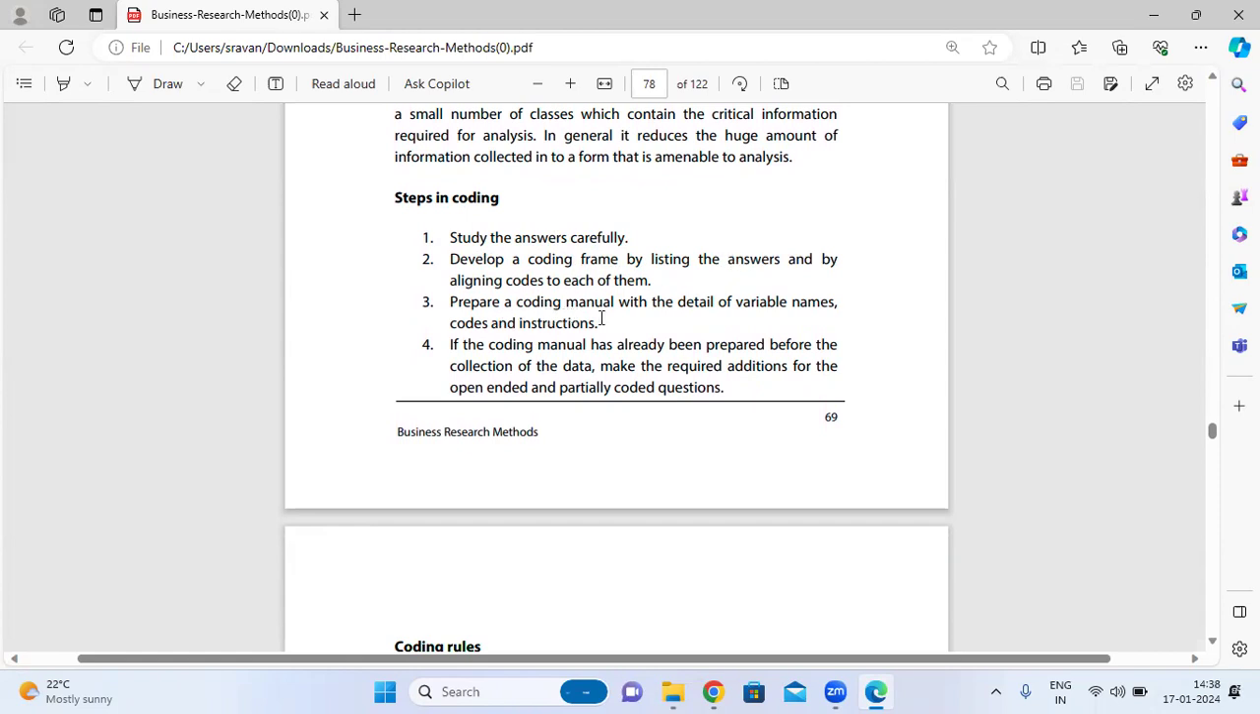Next, prepare a coding manual with the details of variable names and coding instructions, if the coding manual has not already been prepared before the collection of data. Make the required additions for the open-ended and partially coded questions.